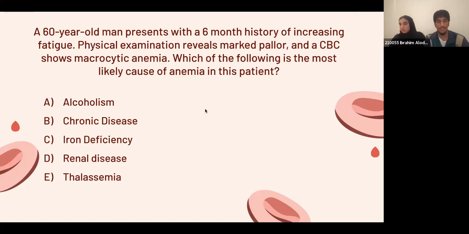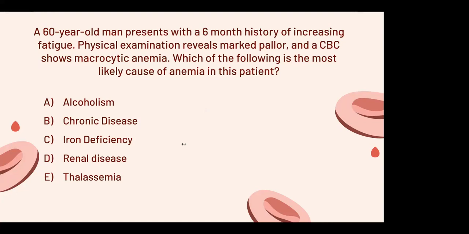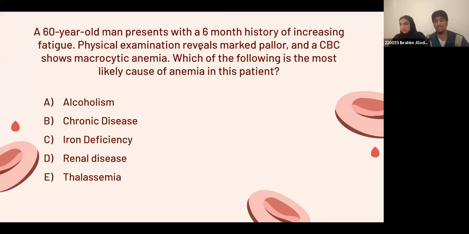I'm going to read it. A 60-year-old man presents with a 6-month history of increasing fatigue. Physical examination reveals pallor and a CBC showed macrocytic anemia. Which of the following is the most likely cause of anemia in this patient? So we have one answer. A, alcoholism, B, chronic disease, C, iron deficiency, D, renal disease, or E, thalassemia.